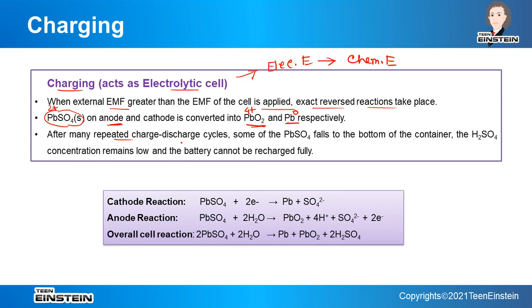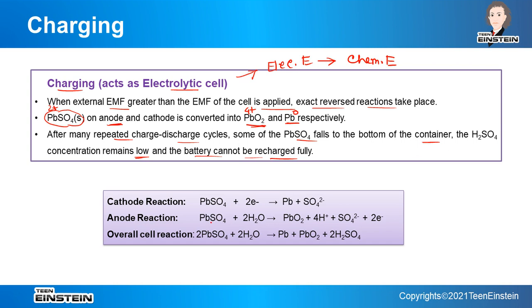After many repeated charge-discharge cycles, what happens? Some of the PbSO4 falls to the bottom of the container, and the H2SO4 concentration also gradually becomes low. So the more we use the battery, ultimately one time we will reach a point when the recharge will not be full. That is, not all the products formed in the discharging process can be converted 100% to the reactant side. It will not be possible the older the battery is.